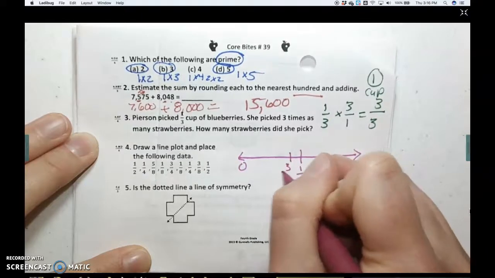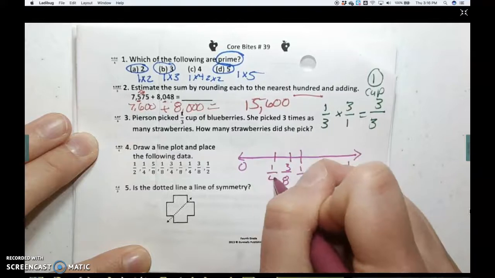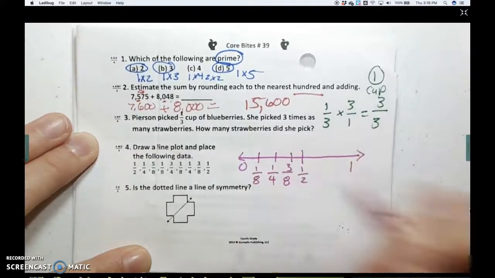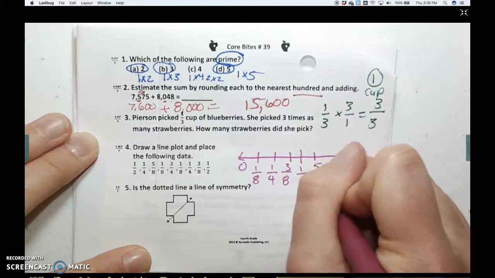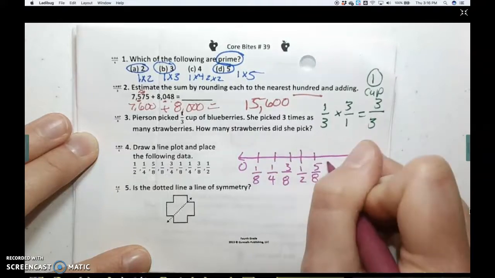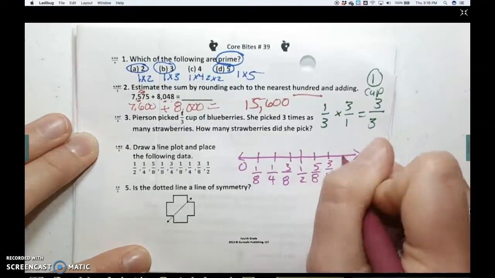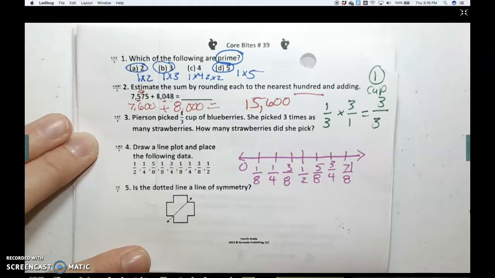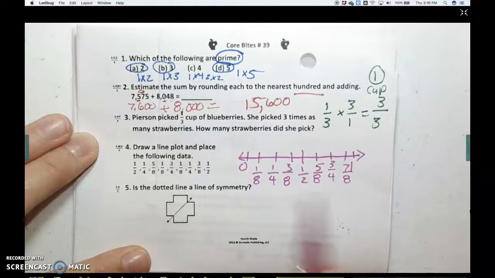So 3/8, 1/4, and then 1/8. And then over here, you would have 5/8, 3/4, and then 7/8. So then you just have to go through and try to line them up.